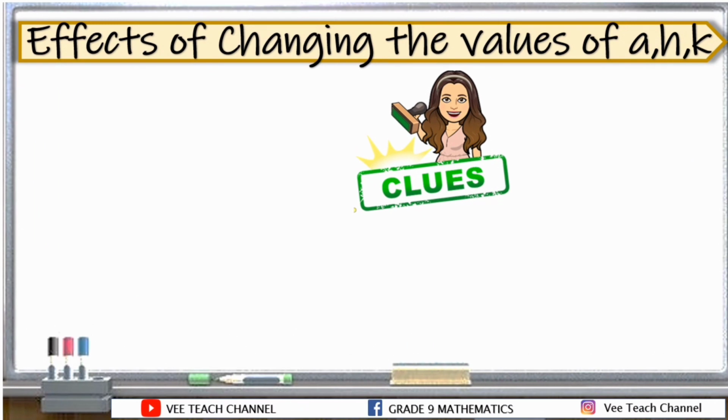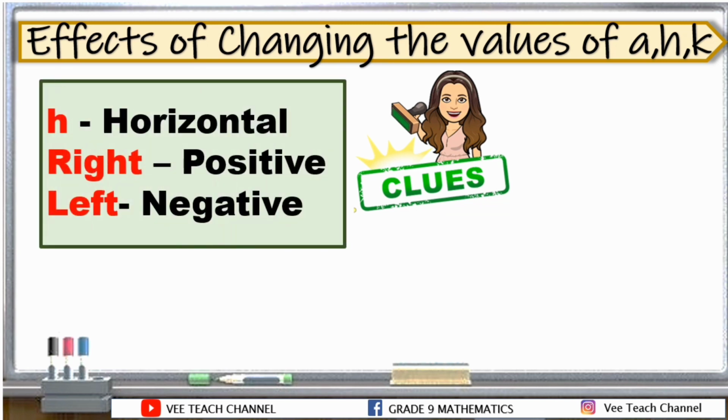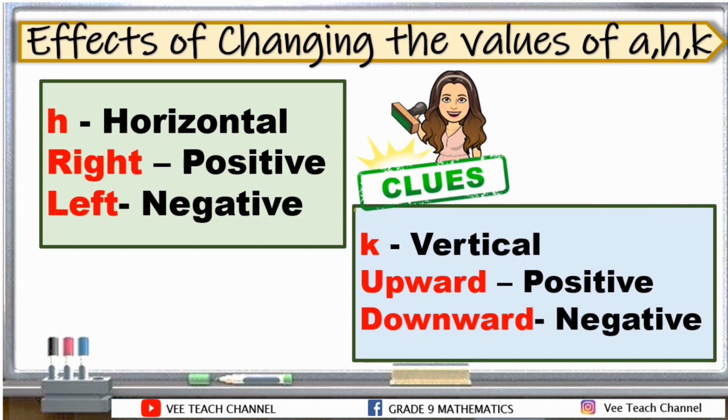Kaya balikan ulit natin yung mga important points sa lesson natin today. Alam na natin yung movement ng A. Pagka mas maliit, mas wide. Pag mas malaki yung A, mas narrow. Pagdating naman sa H, ang movement ng H natin ay horizontal. At pag positive ang H, ang movement natin ay right. Pag negative ang H, ang movement natin ay left. Pag K naman, ang movement natin ay vertical. Pag positive, upward. Pag negative, downward.